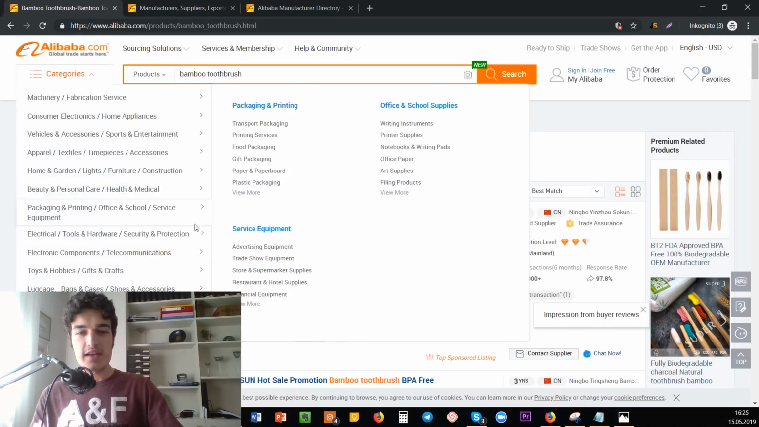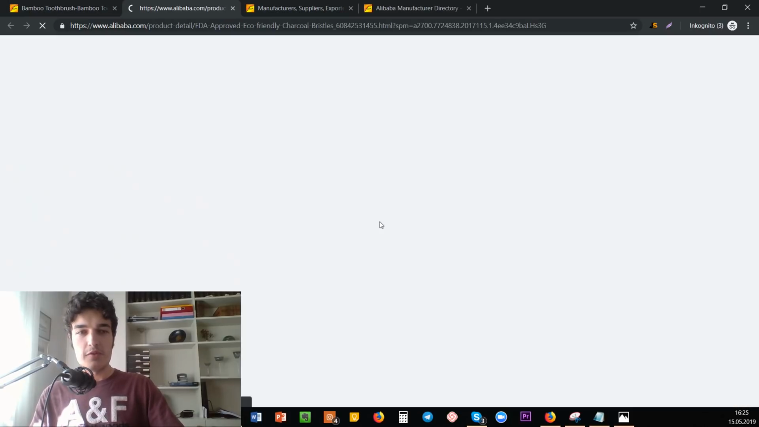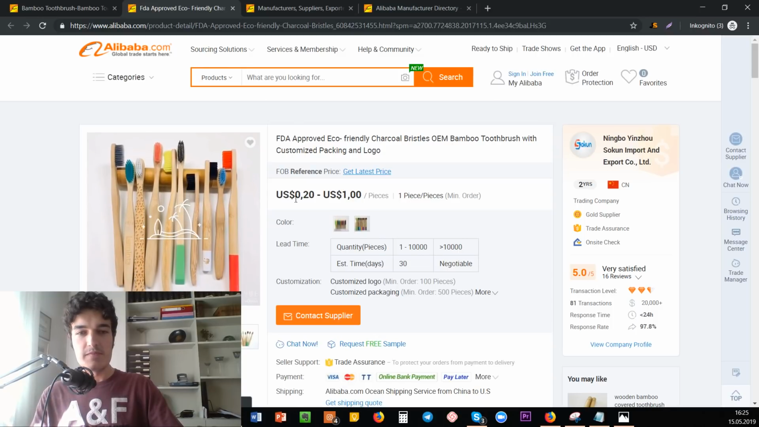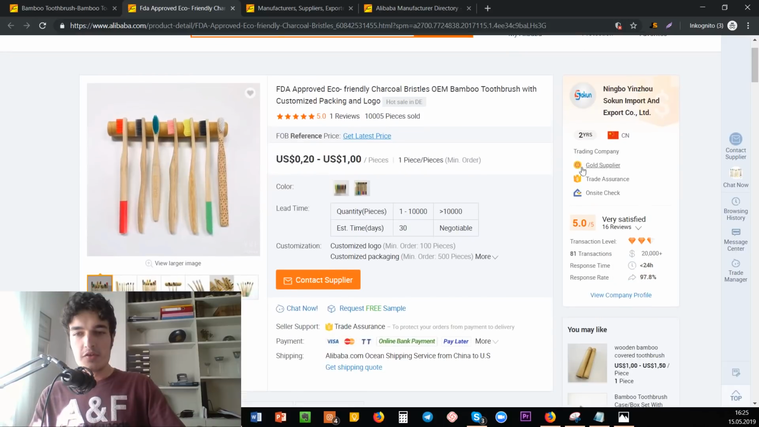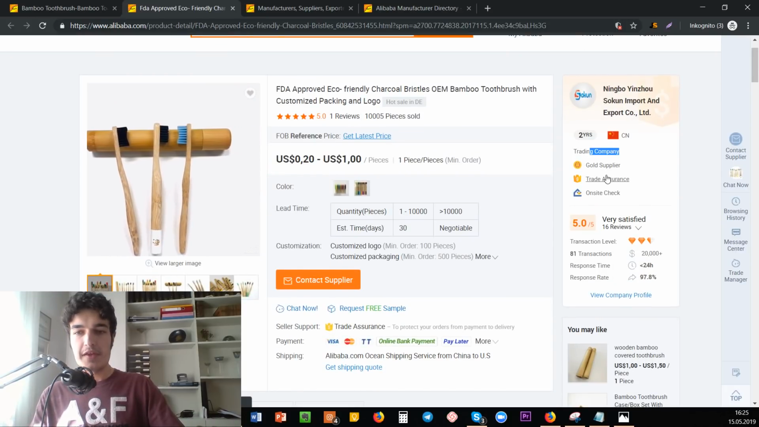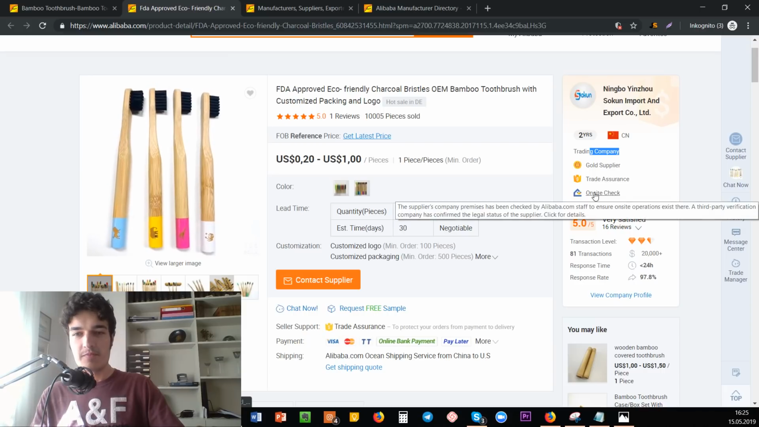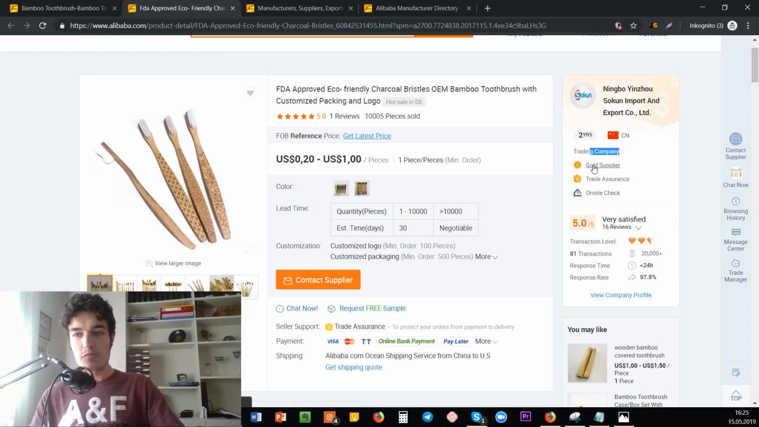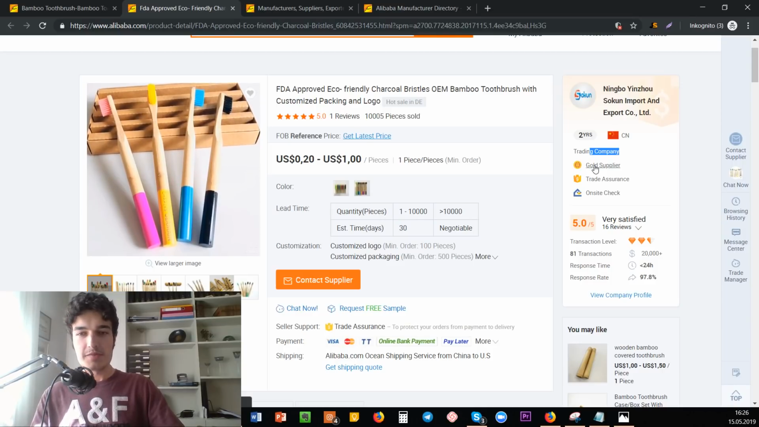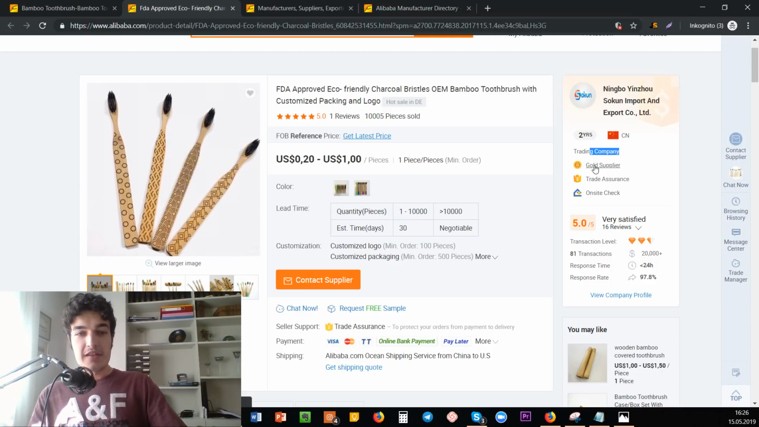Now, one last thing that I wanted to show you is what you should pay attention to when you're looking for these suppliers here. So you will see that this one here, for example, is a trading company and they are a gold supplier. They offer trade assurance and an on-site check. Now, gold supplier may seem cool, but it doesn't actually mean anything, because gold supplier just means that they paid to get the status basically.